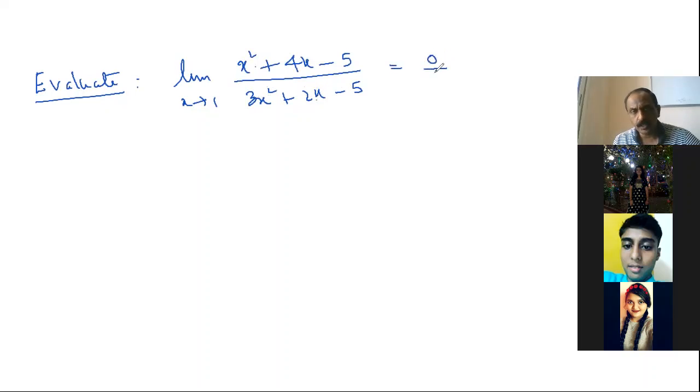When you directly substitute here, your answer is 0, right? Yes or no? Whenever you get 0 by 0, direct substitution failed. Substitution method failed.